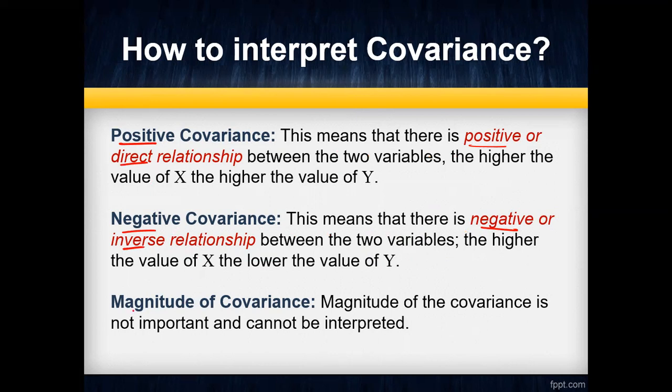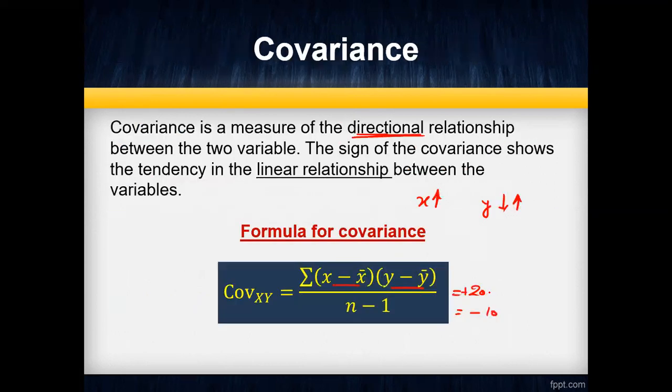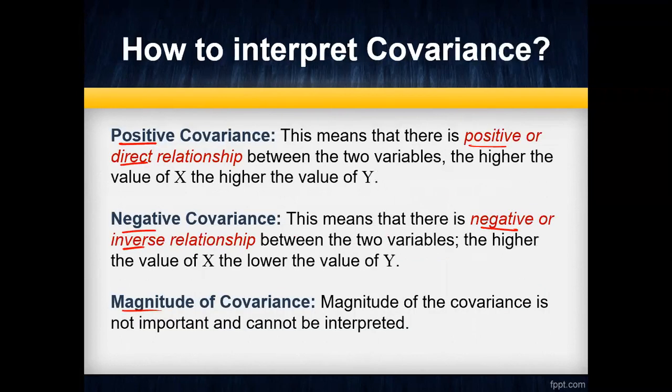The magnitude of the covariance doesn't matter. It tells us nothing. For example, whether you get positive 20 or positive 200, the magnitude doesn't signify anything. So we just look at the sign, whether it is positive or negative. For covariance, we look at its sign, not its magnitude. Magnitude is important in the case of correlation. We will discuss that, but here we just look at the sign only.